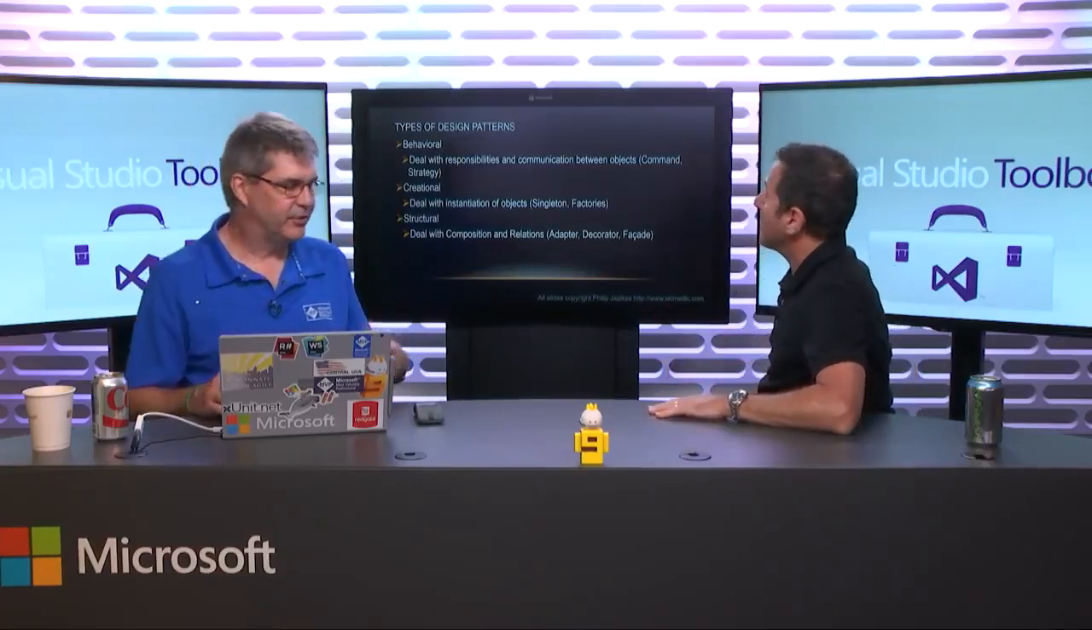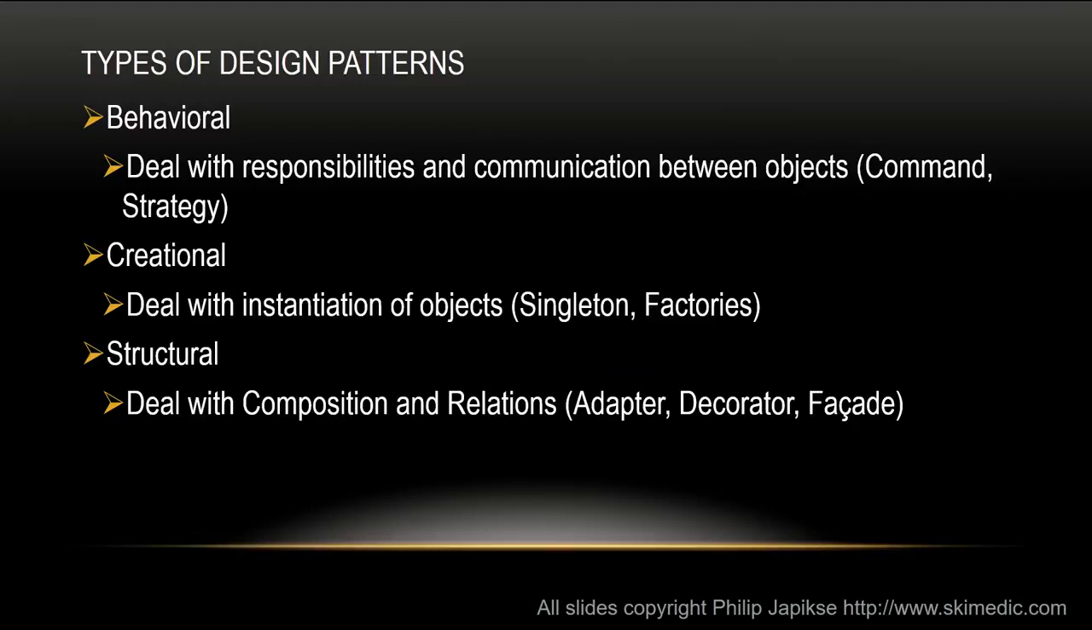Sorry about that. When you break it down academically, the Gang of Four, who first documented all the design patterns, defined three categories: behavioral, creational, and structural. We covered the behavioral. We didn't talk about what that meant, but it deals with the responsibilities and communication between objects. For example, the command and strategy patterns, all those shows that we've done so far.